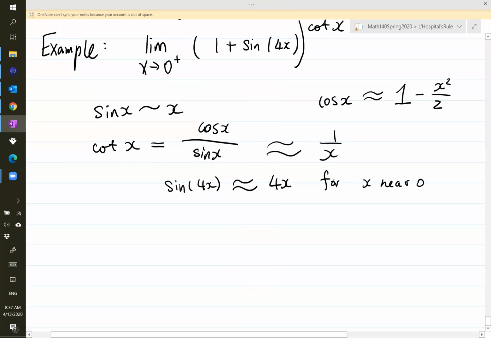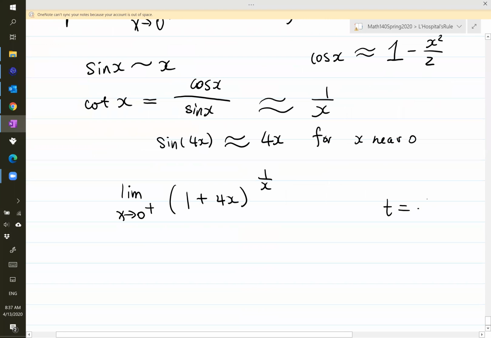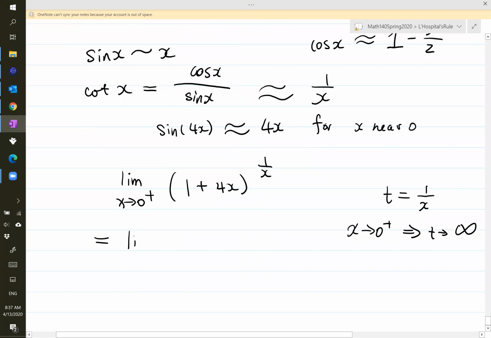So this is essentially the limit as x approaches 0 of (1 plus 4x) to the power of 1 over x. Now if you let t be 1 over x, as x approaches 0, this implies t approaches positive infinity. So this will be the limit as t approaches infinity of 1 plus x, where x is 1 over t. So it's (1 plus 4 over t) to the power t.